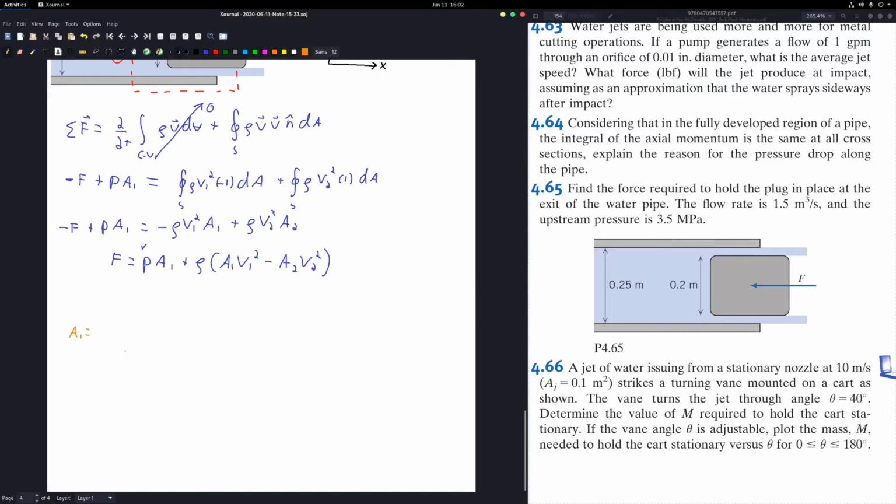So here I'm just going to be writing down the values for the area 1 and the area 2. So area 1, as mentioned before, is going to be from the diameter of 0.25 meters. And area 2 here is going to be the small little area in between the plug and the pipe. So that will be the larger diameter minus the smaller diameter.